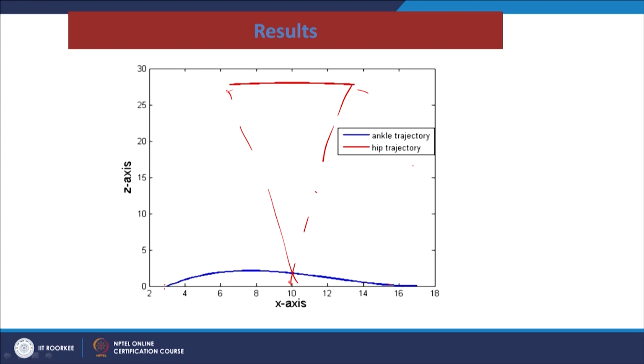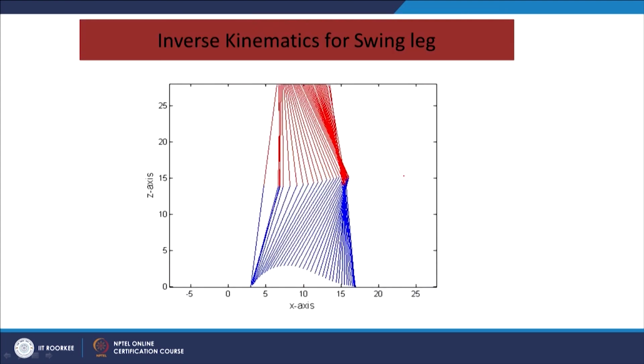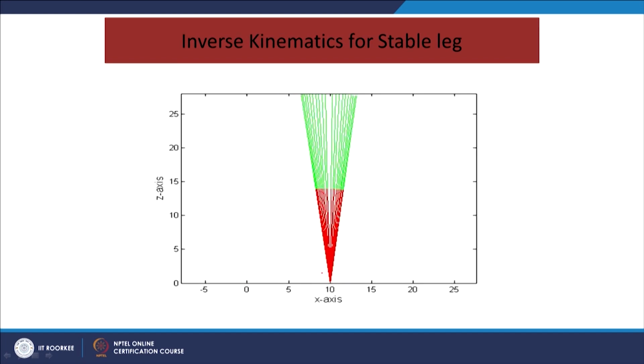So, the simulation result is shown here, and how the swing leg angles theta 1 and theta 2 are calculated using the inverse kinematics problem is given for various trajectories of the ankle. Similarly, for the stable leg's position, the hip is moving in a circular path and accordingly the angles are calculated at each instant of time.